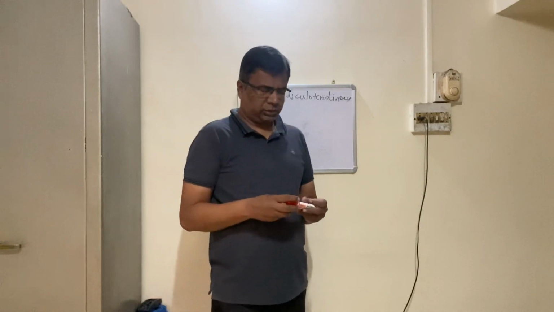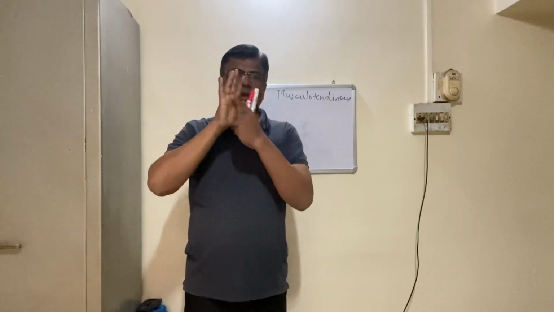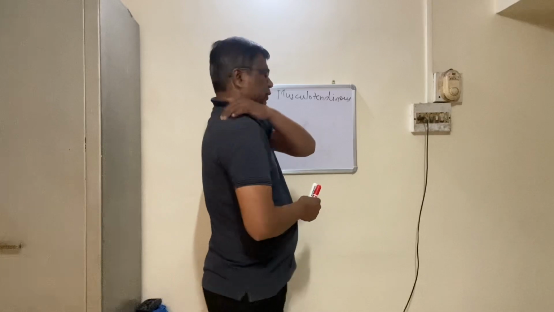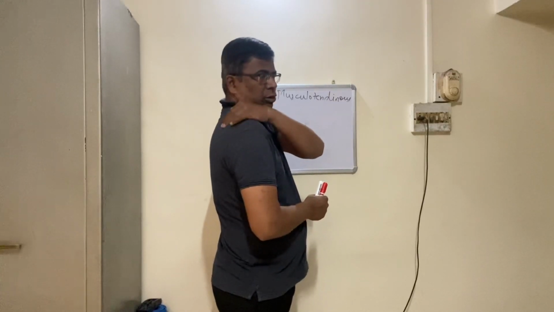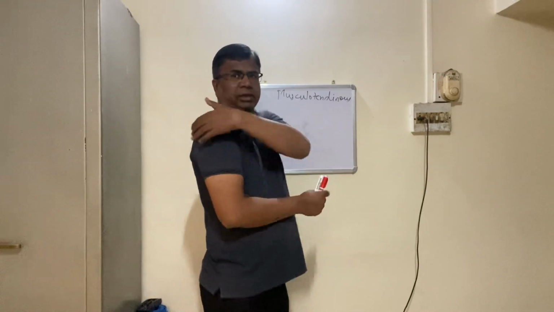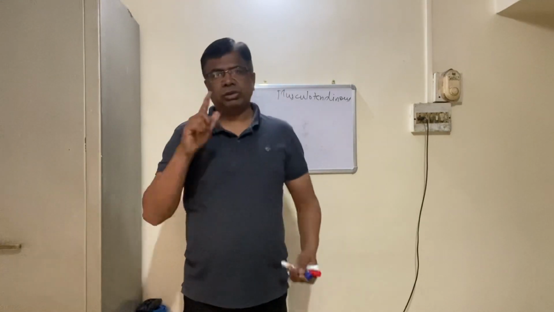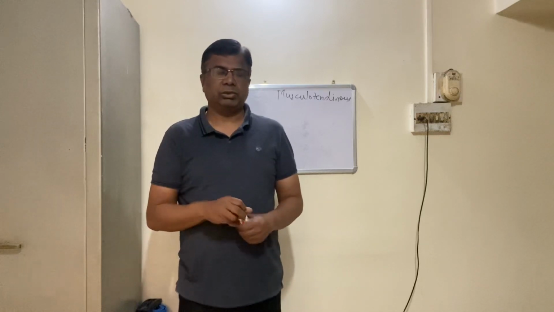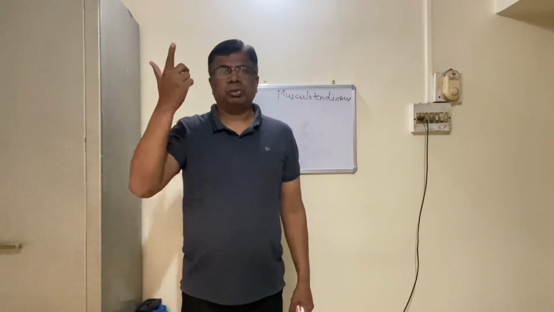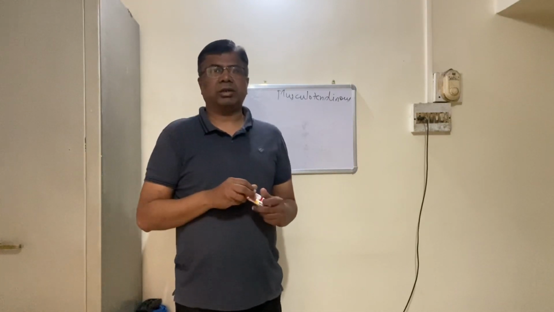Subscapularis originates from the ventral surface of the scapula, also called the subscapular fossa. Supraspinatus originates from the dorsal surface of the scapula just above the spine. Infraspinatus originates from the dorsal surface below the spine. And teres minor arises from the lateral border of the scapula. If you don't know this, please refer to the video of the scapula where I have mentioned the origins. So subscapularis from the subscapular fossa, supraspinatus from the supraspinous fossa, infraspinatus from the infraspinous fossa, and teres minor from the lateral border.